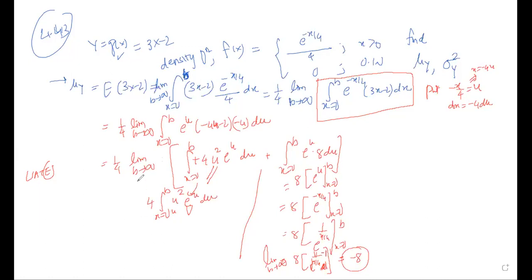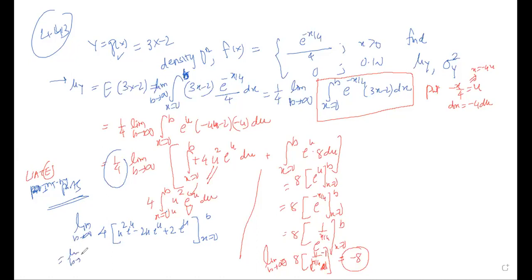If you work with this one, don't forget this part. So 4 times u as it is, and integration of u is u minus derivative of, I'm using integration by parts. So e to the power u, then after 2u and e to the power u plus 2 and e to the power u, and here x is equal to 0 to b, limit b tends to infinity.